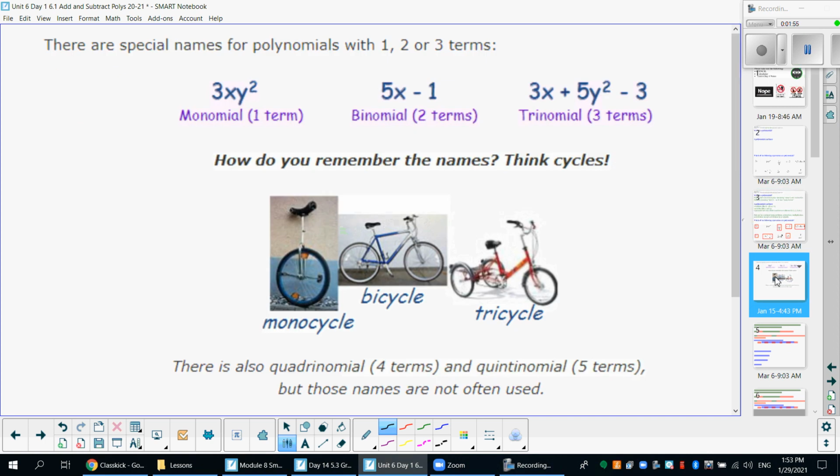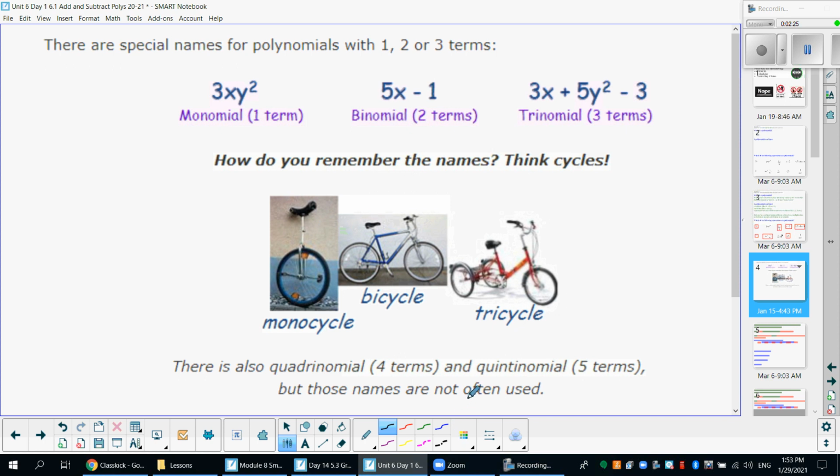When we talk about polynomials, there are some specific names for certain types of polynomials. A monomial refers to a one-term polynomial, a binomial refers to a two-term polynomial, and a trinomial refers to a three-term polynomial. So how can you remember the names? Think of your cycles. Monocycle or unicycle, that's one term. Bicycle, 2 terms. Tricycle, 3 terms, right? 3 wheels and 3 terms.